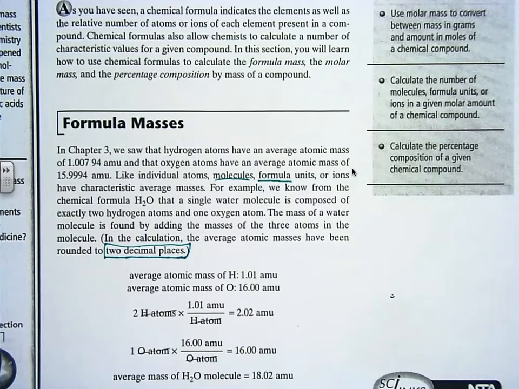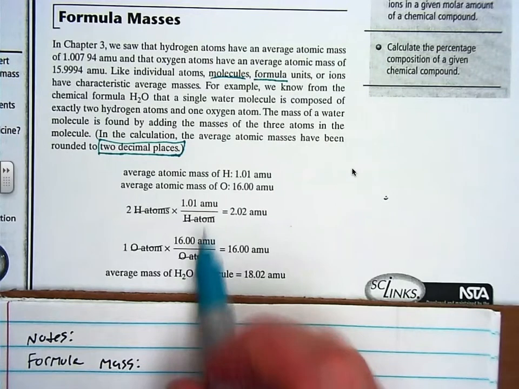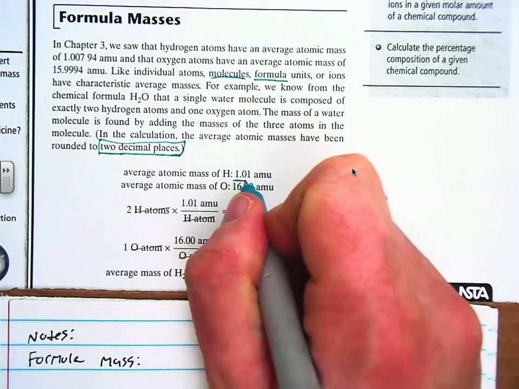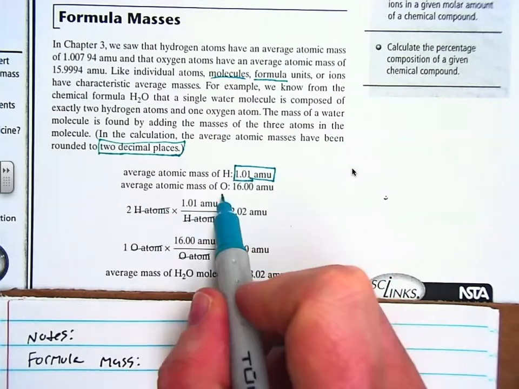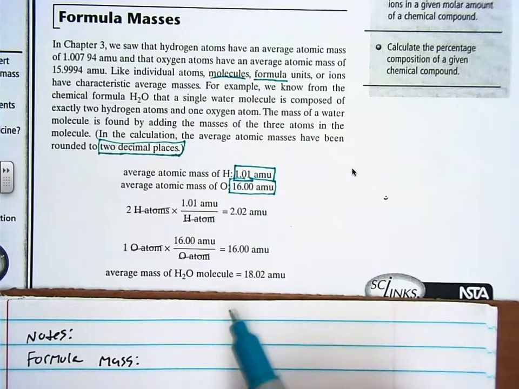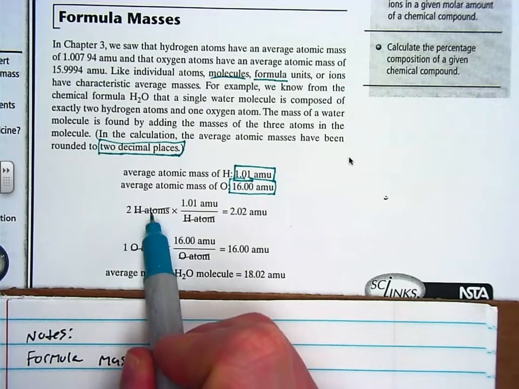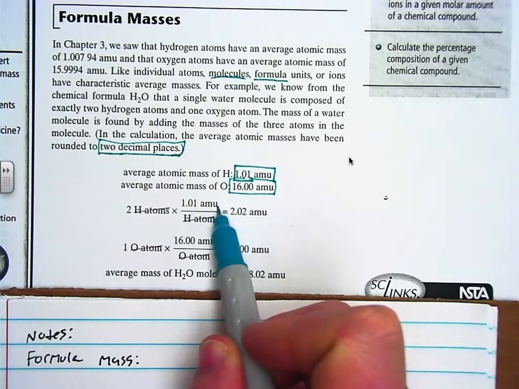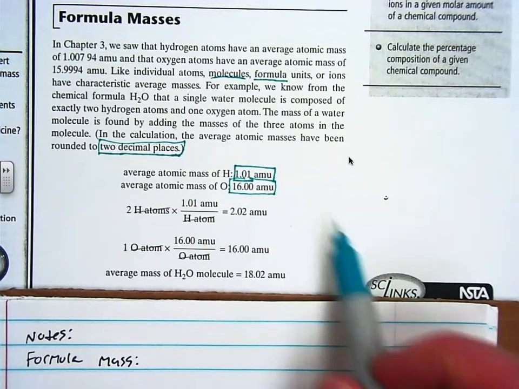Here's an example of how they did that one. And this is the long, drawn-out version, but it is still helpful to look. Average atomic mass is 1.01 AMU. Mr. Worley, where did they get that number? They got it from the back of the textbook in the periodic table. Average atomic mass of oxygen is 16.0 AMU. They got that from the back. And they're using the full-blown formula, 2 hydrogen atoms times, here's a conversion factor, 1.01 AMU for every 1 hydrogen atom, they cross out, and you get 2.02 AMU.